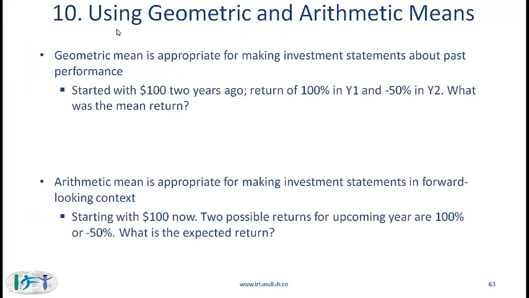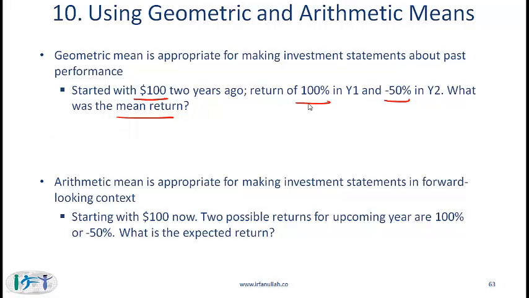The final section in this very long reading now, using geometric and arithmetic means. A geometric mean is appropriate for making investment statements about past performance. Now let us look at a straightforward example. Say you had $100 2 years ago and you had a return of 100% in year 1 and minus 50% in year 2. What was your mean return?